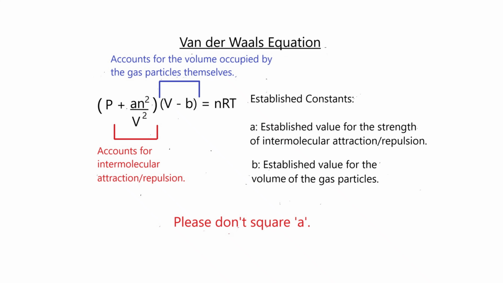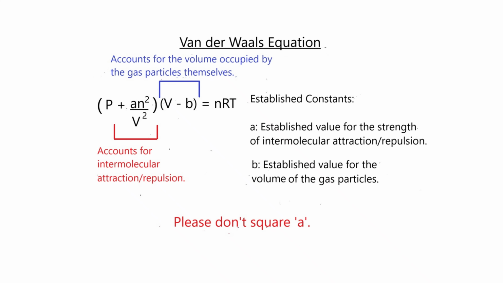This result from the first pair of brackets accounts for the possibility of intermolecular attraction or repulsion occurring between particles of the gas in the system. You then take the result from that first pair of brackets and multiply it by the result from the second pair of brackets, which is calculated by taking the volume of the system and subtracting established constant B, which represents the value for the volume of the gas particles.